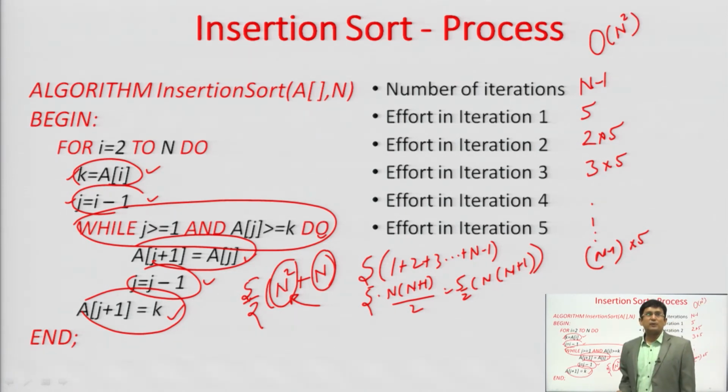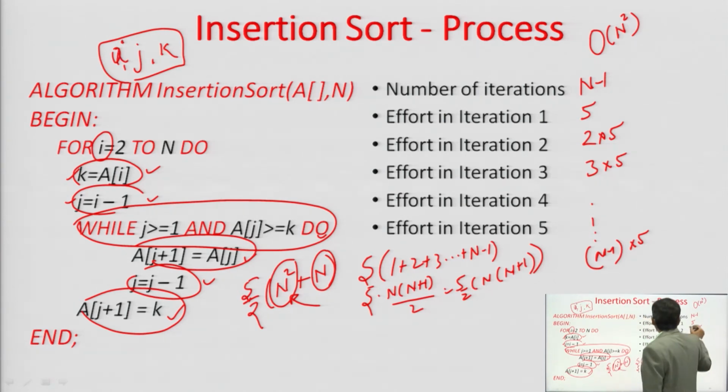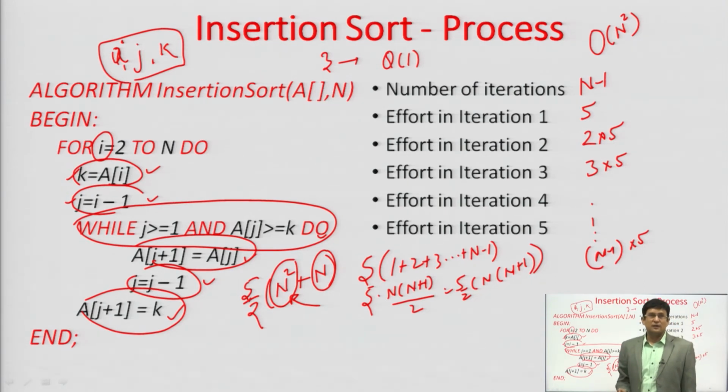What about the space complexity? Here you can see that you are taking 3 extra variables from your side. One is i, one is j, and another one is k. So 3 are the extra variables that you are taking from your side. So the space function is 3 and space complexity can be written as theta 1. No matter how big the size of the array is, you will require only these 3 variables and no more.